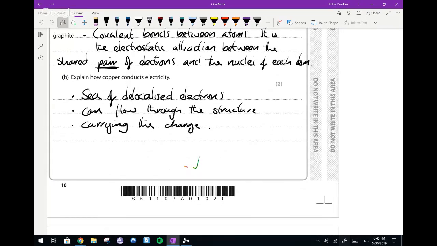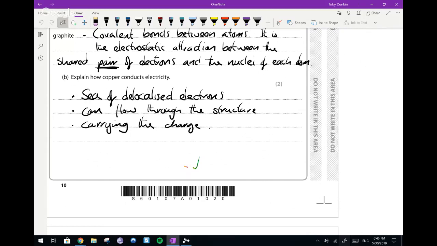Explain how copper conducts electricity. Copper has a sea of delocalized electrons. These can flow through the structure, carrying the charge. Not complicated. For covalent, isn't it a strong electrostatic attraction between the nuclei and the shared pair of electrons? Lucas, yes, it is. That's exactly right.